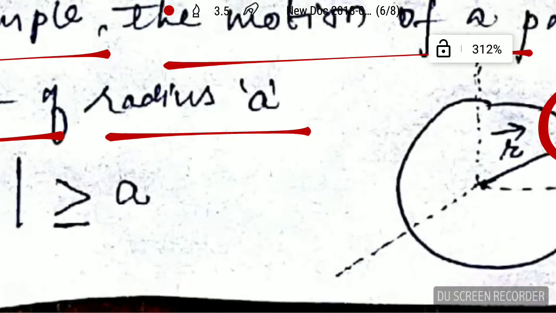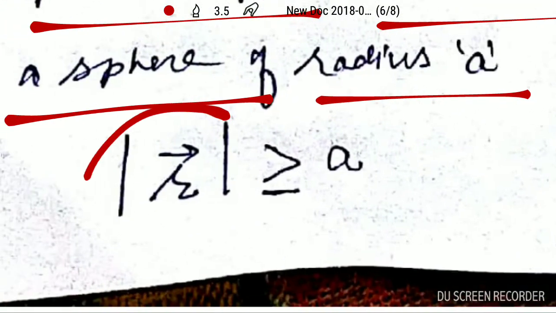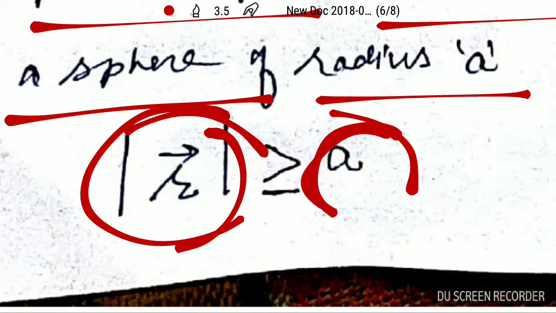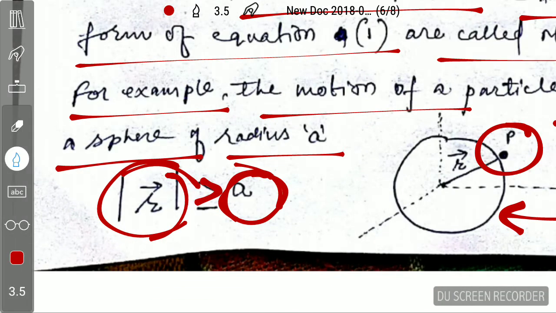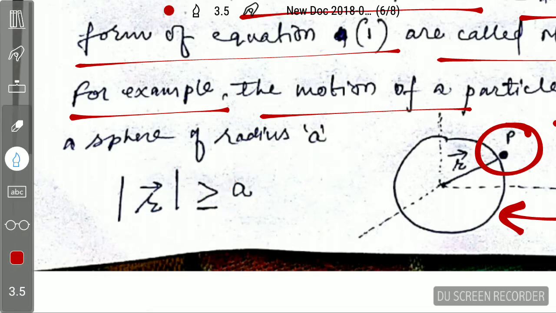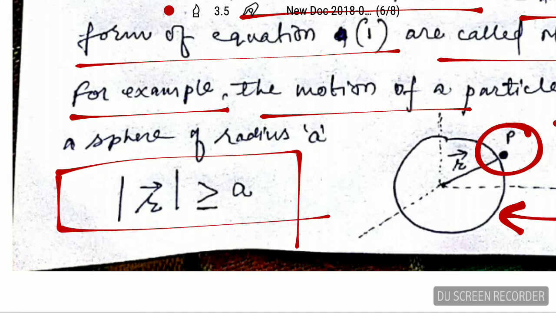That means the magnitude of the position vector r may be equal to the radius of the sphere a, or greater than the radius of the sphere. So this type of constraint has an inequality. If there is a greater than sign, then this type of constraint is called a non-holonomic constraint.